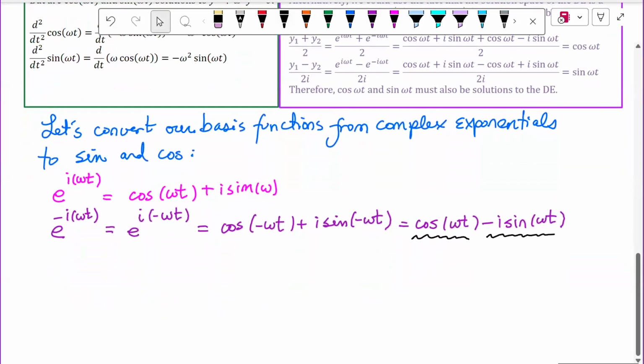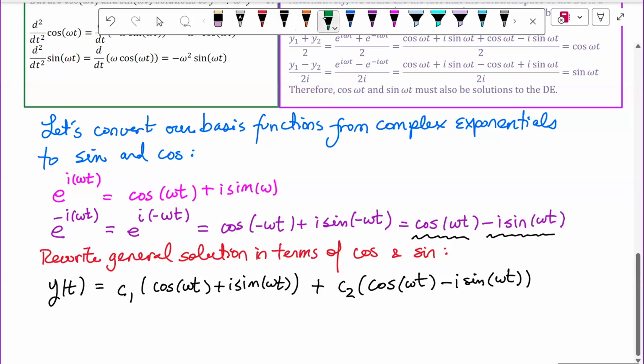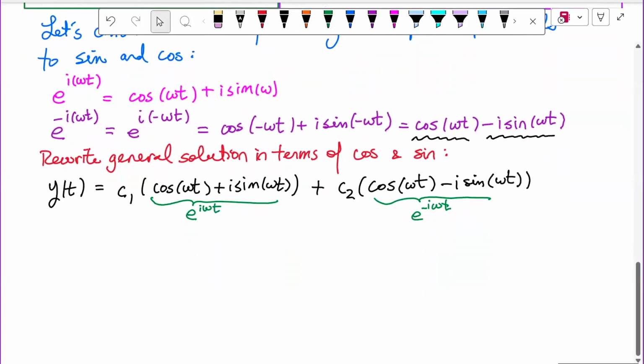So now we have a way to rewrite our general solution in terms of our new basis functions. Plugging in directly, we have that y of t equals a linear combination of cosine omega t plus i sine omega t and cosine omega t minus i sine omega t. Notice that this is our e to the i omega t, and this is our e to the minus i omega t. All right, this doesn't really help me yet, so I'm going to do a little bit of reorganization.